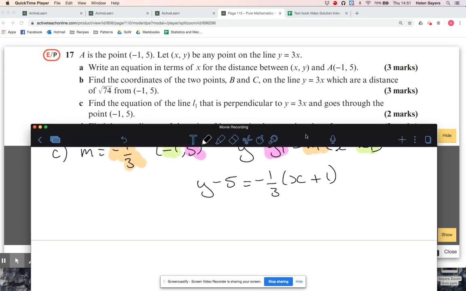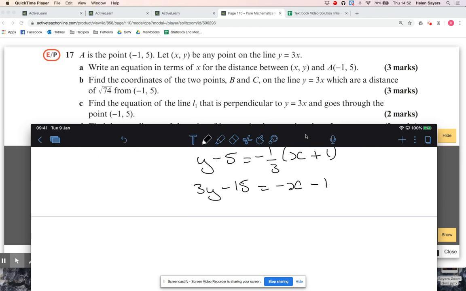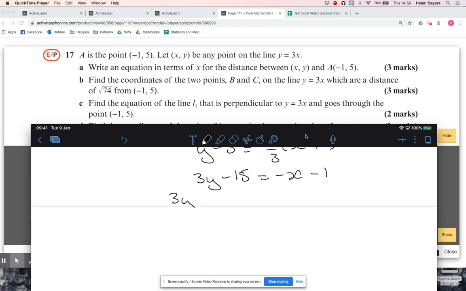What am I doing? Part C? Yeah, they don't specify what form. I'm going to multiply it by 3 just because I think it's the easiest way to do it, but you can multiply those brackets out. So I'm going to multiply it by the 3, and then multiply the brackets through by the minus 1, and then make everything equal 0.